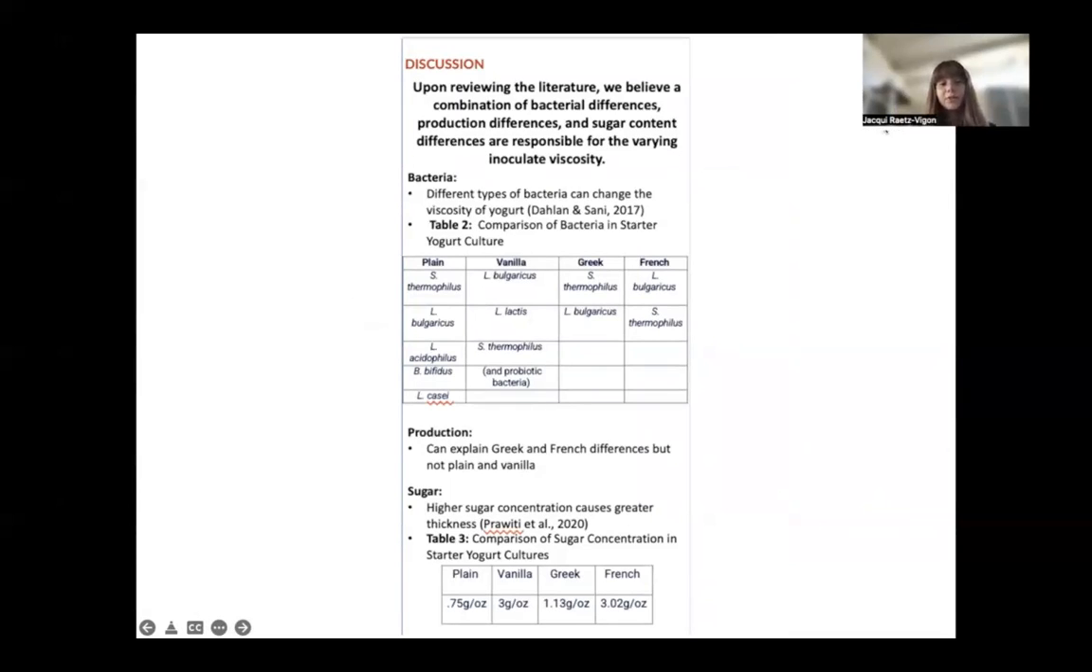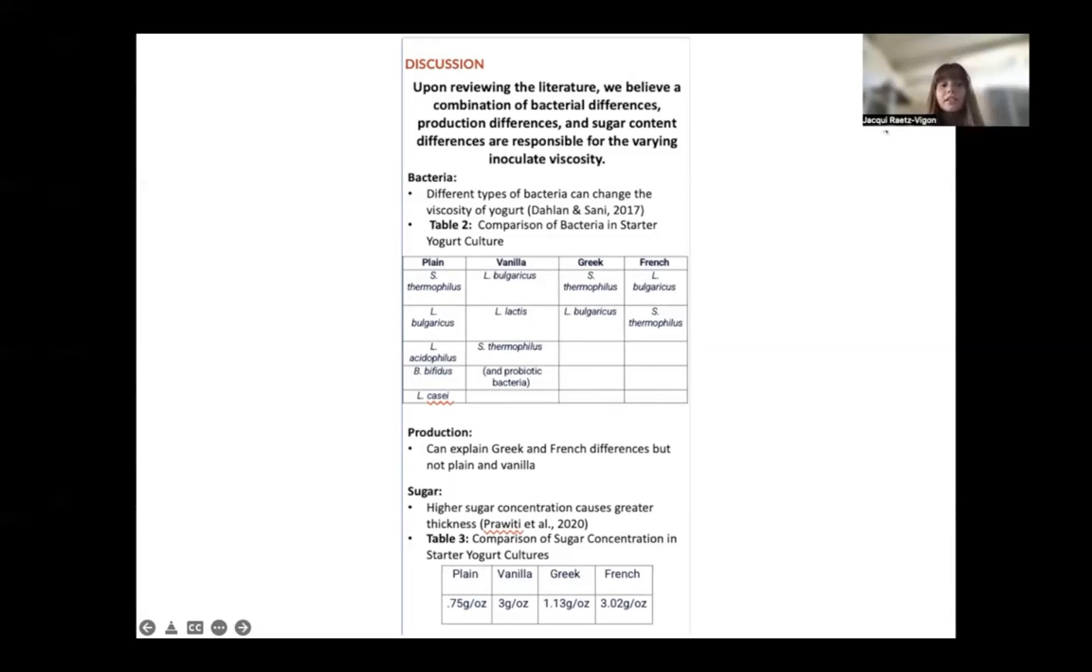In the scientific literature, we found that different types of bacteria can in fact change the thickness of yogurt. According to one study, L. acidophilus increased viscosity the most, but combinations including L. bulgaricus actually tended to decrease the viscosity of the yogurt.